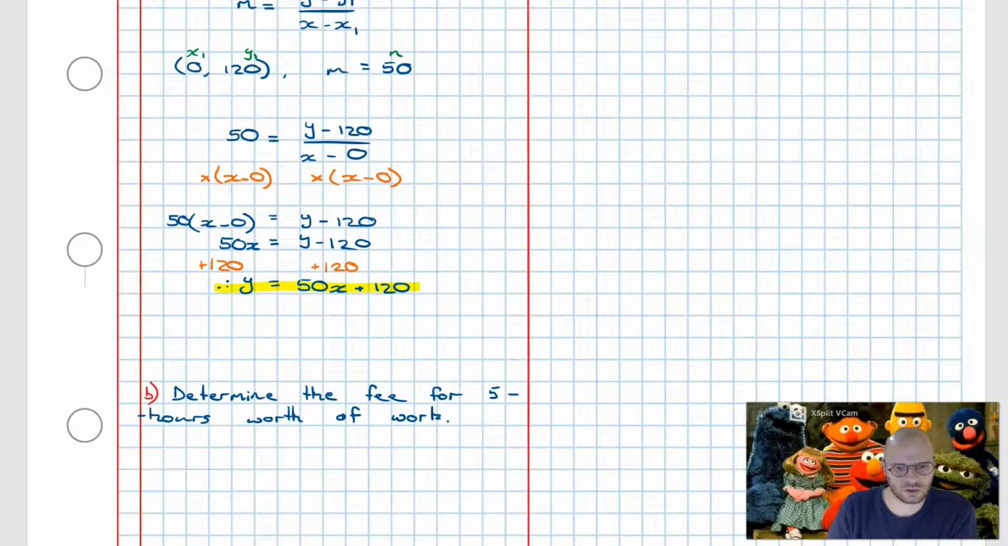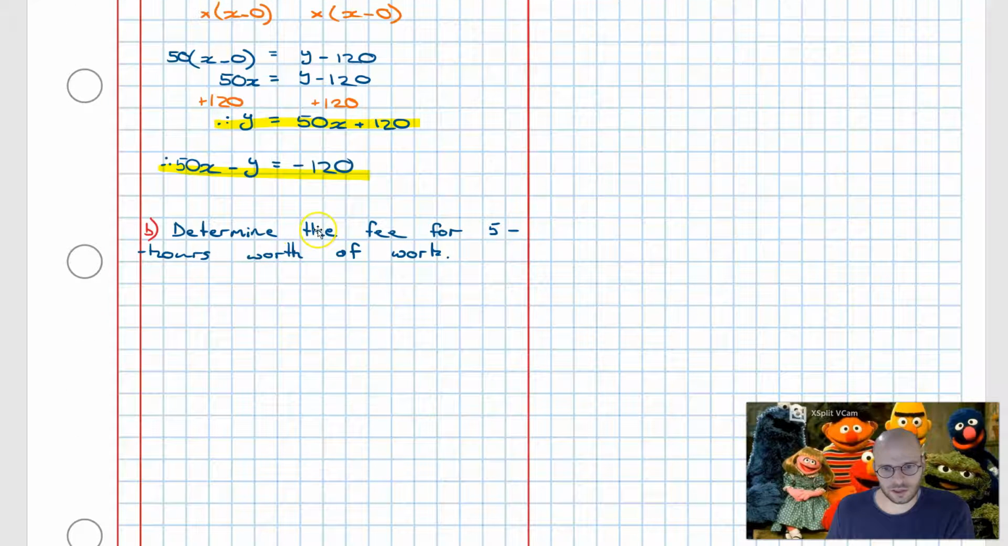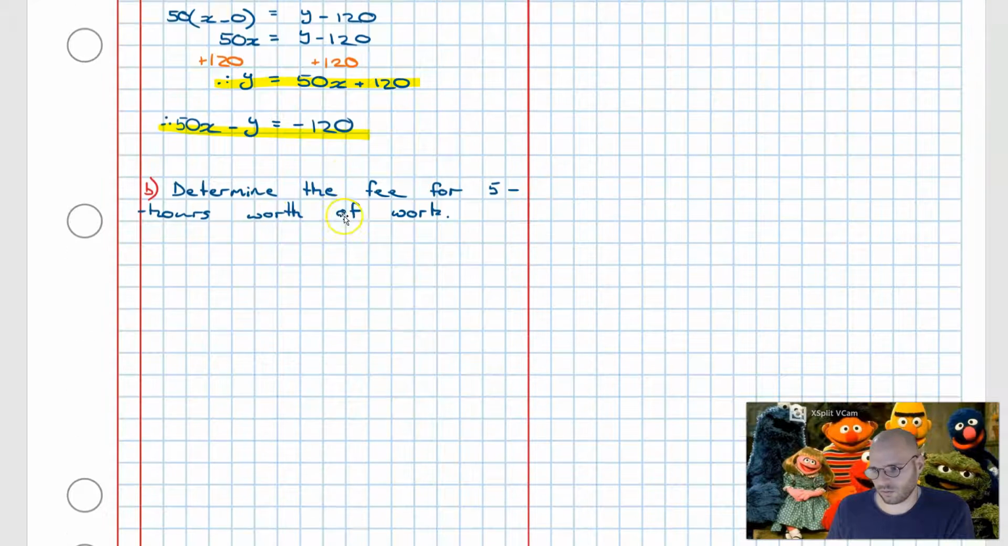Again, if we wanted to represent this in general form, then we can write it as 50x minus y plus 120 equals 0. Going down, we have determined the fee for 5 hours worth of work.